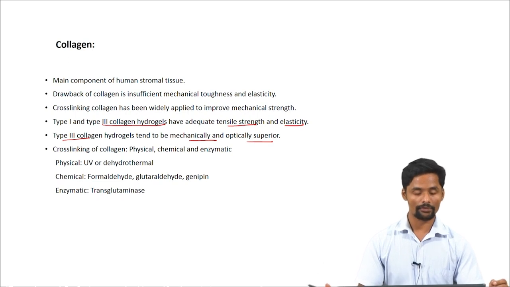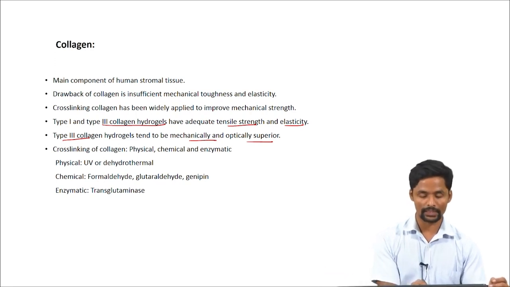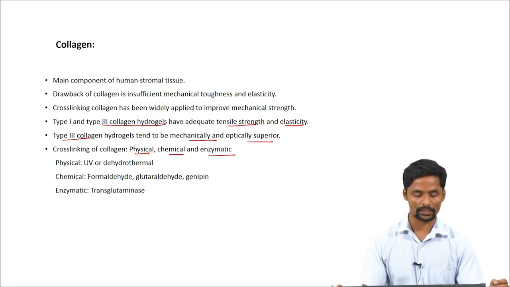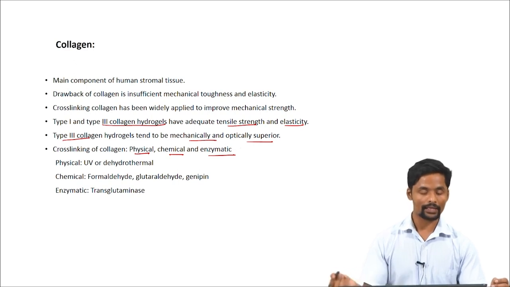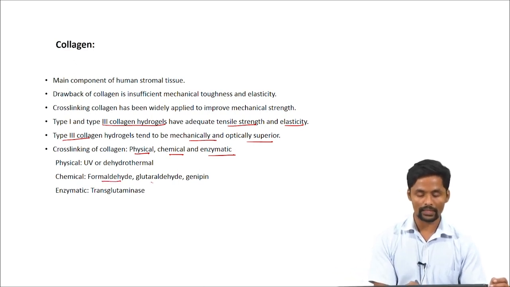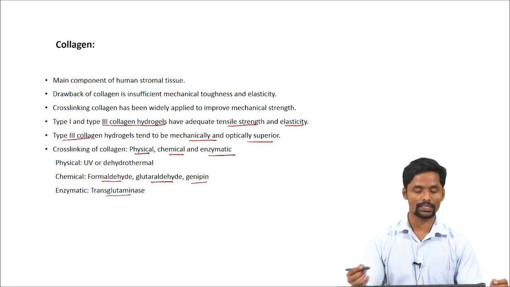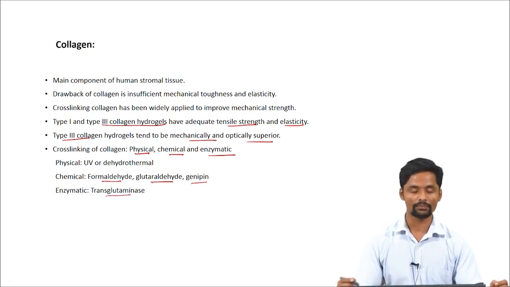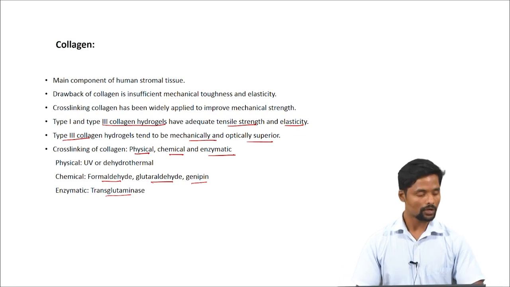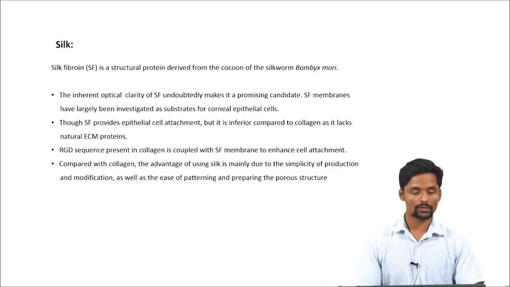And cross-linking of collagen is done using various methods that are classified under physical, chemical and enzymatic methods. Under physical method, UV light is used, and the dehydrothermal method is also used. Under chemical method, formaldehyde, glutaraldehyde and genipin are used to cross-link the collagen. And in enzymatic method, transglutaminase is used to cross-link the collagen and thereby overcome the drawbacks that are associated with the collagen. We'll go on to the silk.